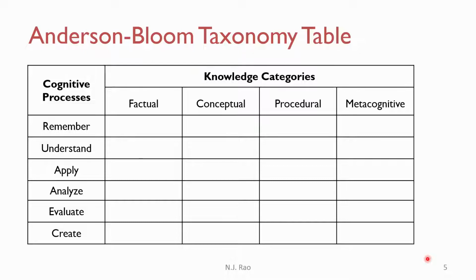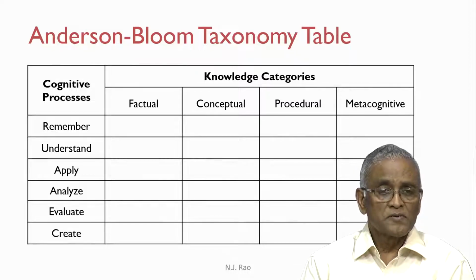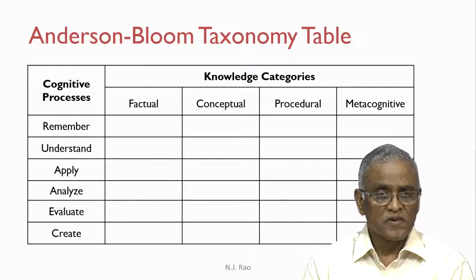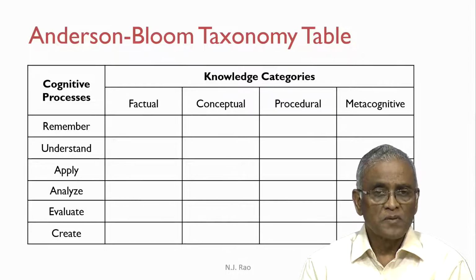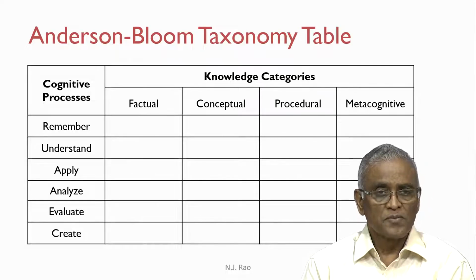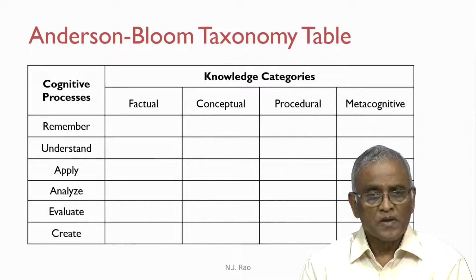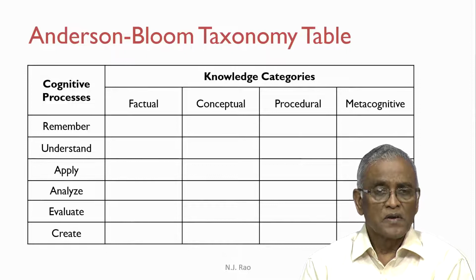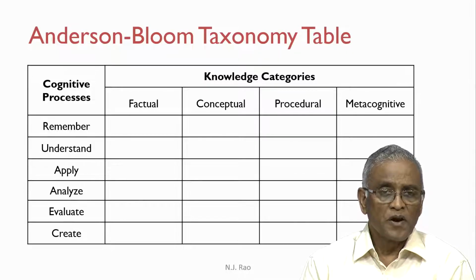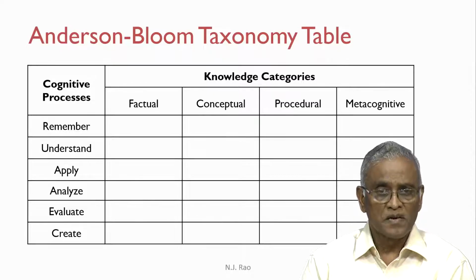The cognitive processes are remember through create, and the knowledge categories are factual, conceptual, procedural and metacognitive. For example, each one of the cognitive processes is associated with a set of action verbs. Any statement that you make about an outcome will start with some action verb belonging to one of these cognitive processes, and this cognitive process deals with some elements of knowledge, and elements of knowledge may come from one or more of these 4 categories. That is broadly the purpose of the taxonomy table.